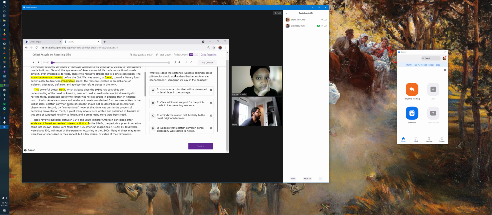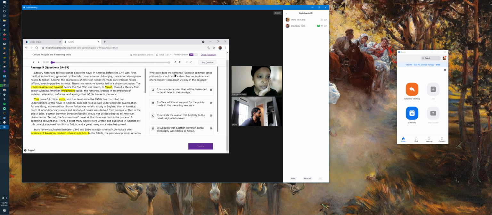So that's referring to what's said in the first paragraph, right? In the first paragraph they say that the Puritan tradition, enhanced by Scottish common sense philosophy, made an atmosphere hostile to fiction, and they're saying that this is an American thing. And then later on, before that, he says that expressed hostility to fiction was no less strong in England than in America. So it's happening in England as well, right?